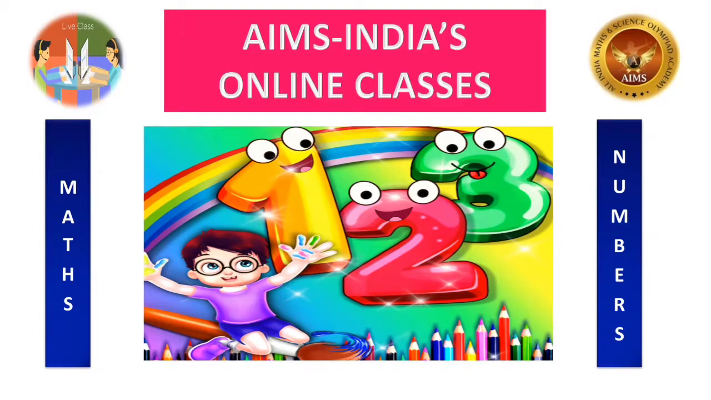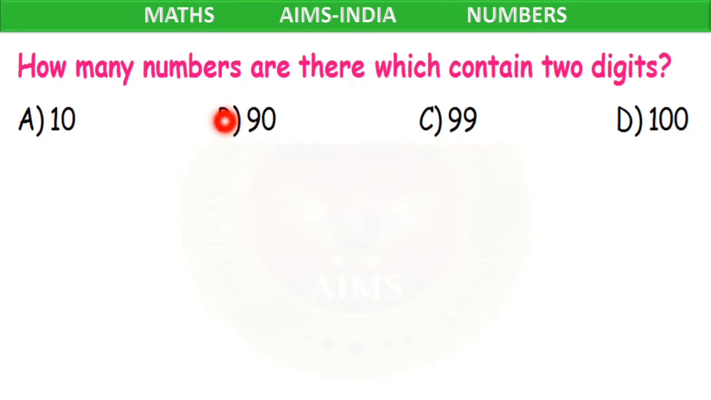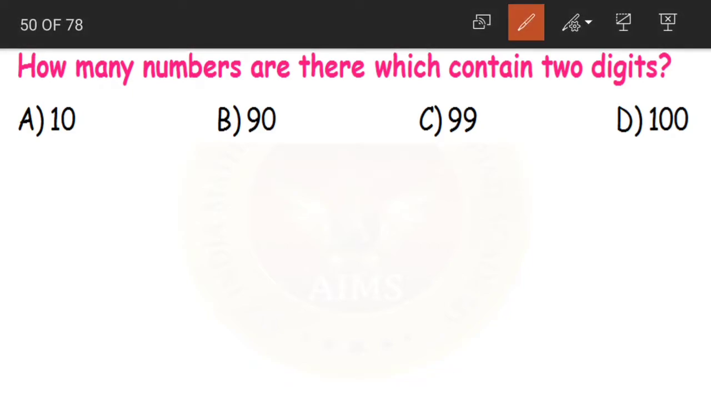Okay children? With the first question for today, how many numbers are there which contain 2 digits? See children, where do 2 digit numbers start from? 10 and then they end at 99. Yes, from 10 till 99 we have the 2 digit numbers. Now it is not possible for us to count right from 10 till 99.